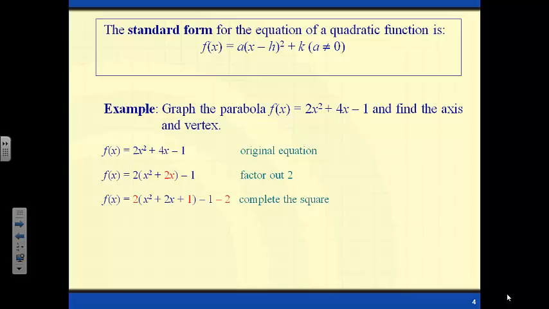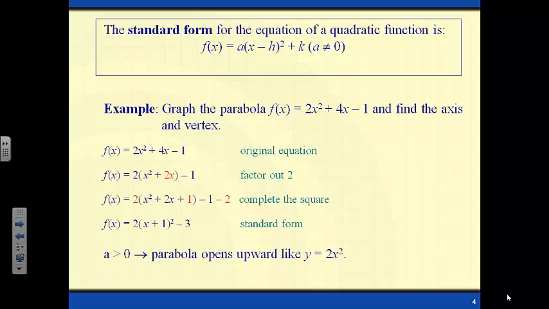Then I'm completing the square on the inside. So I looked at the 2x. Half of 2x is 1. 1 squared is 1. So I added 1. But I'm not really adding 1 because of the 2 on the outside, right? It's 2 times 1. So since I'm adding that, I have to subtract the 2 at the end in order to maintain balance. Then I'm going to factor and simplify, and boom, there's standard form.